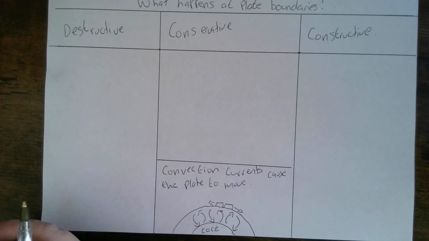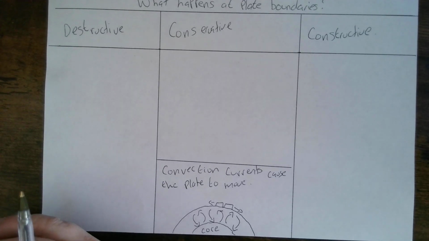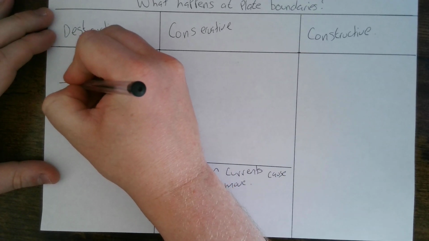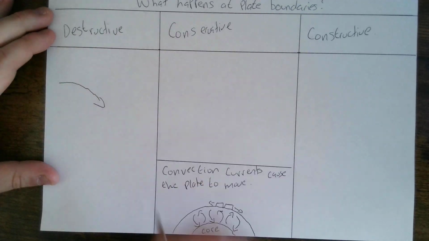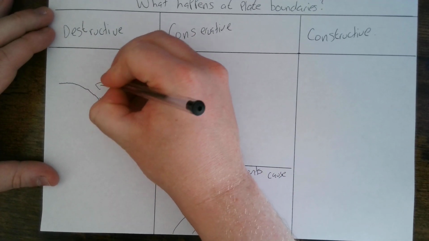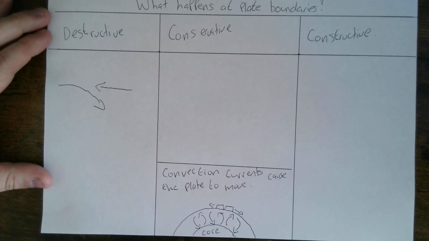Now, this one, you've got your 2 plates. We're going to use arrows to show the plates. We have got your oceanic plate, which is the denser of the 2 plates, and you've got the continental plate, which is the lighter plate of the 2.